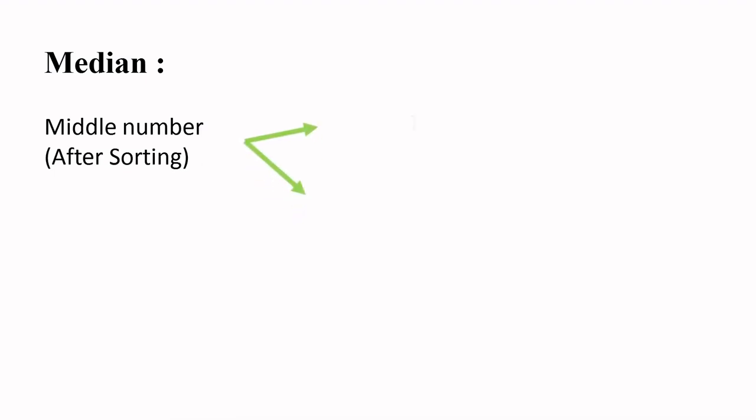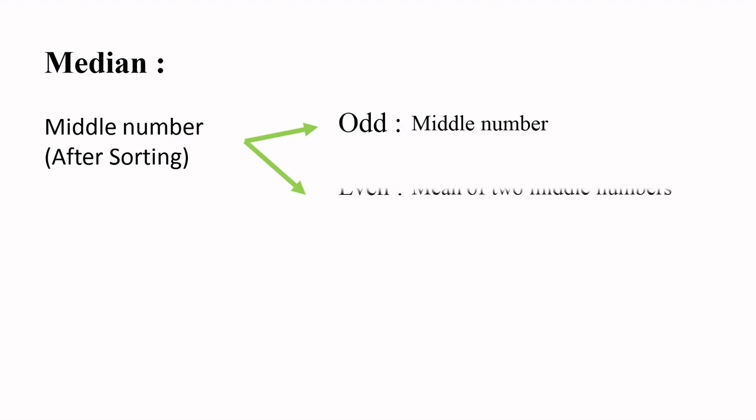What is the meaning of median? Median is the middle number. And sorting here is necessary because this is a middle number after sorting. Two scenarios may happen. First scenario is you have odd numbers. If you have odd numbers, you can easily find the middle number. But what should you do if you have even numbers? If you have even numbers, you must calculate the mean of the two middle numbers.